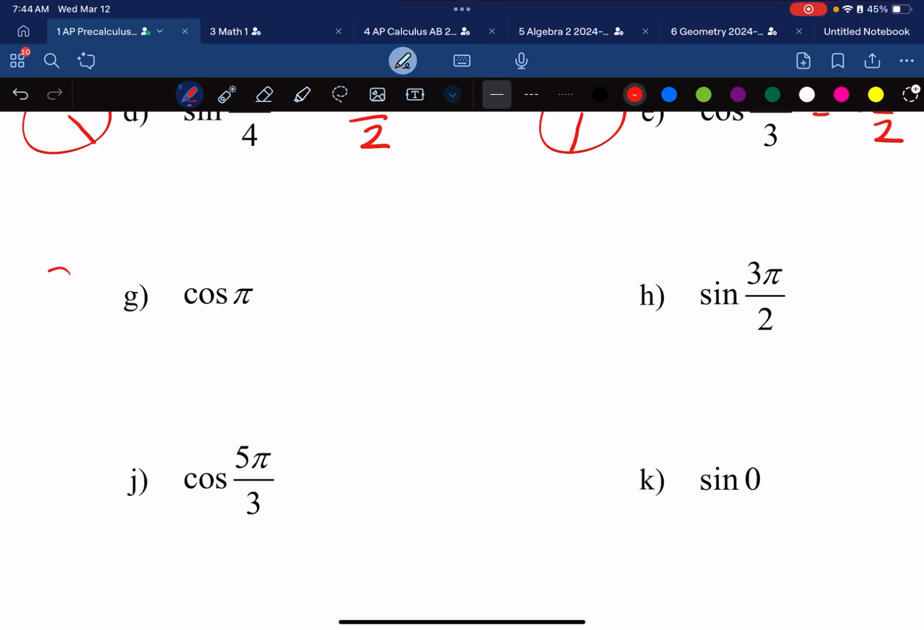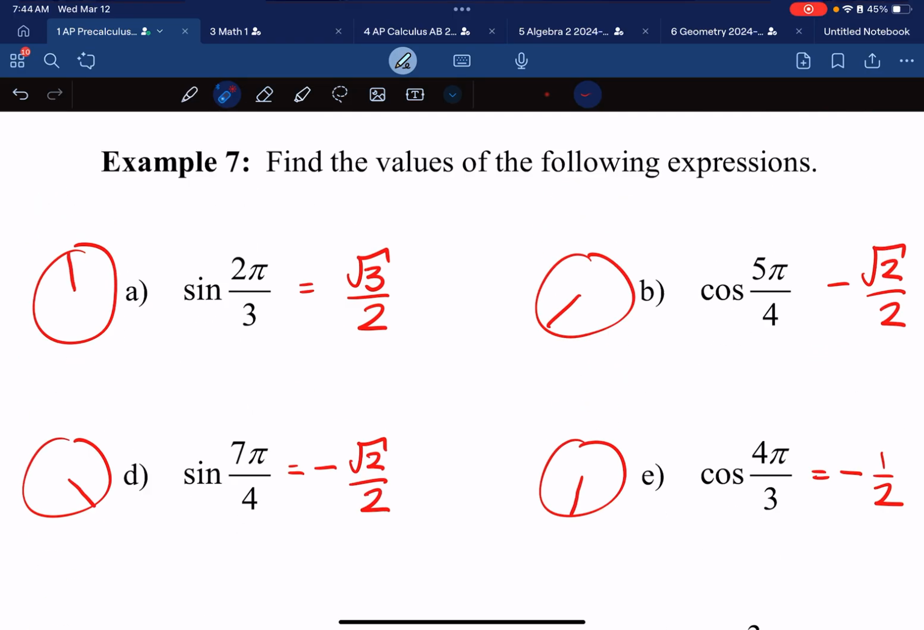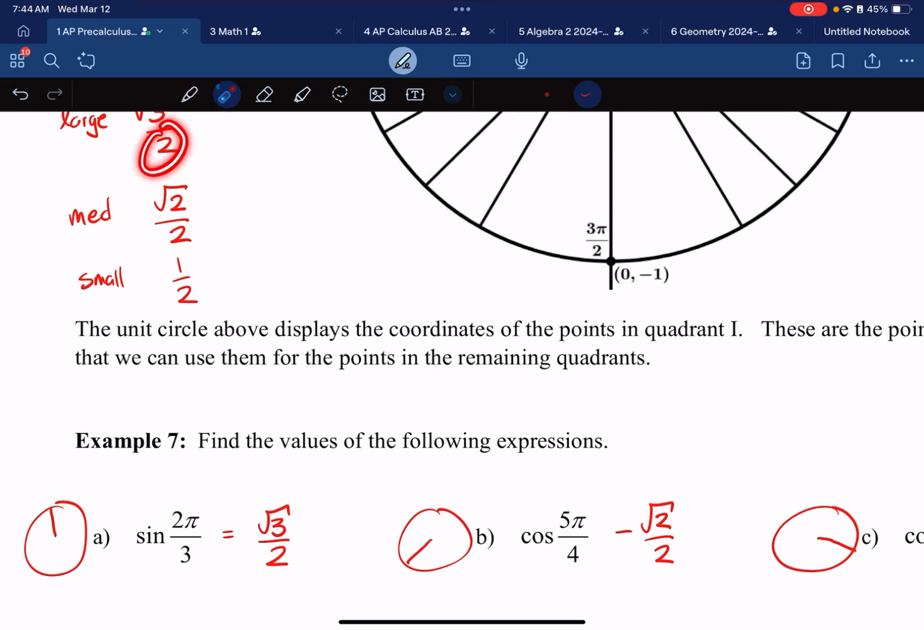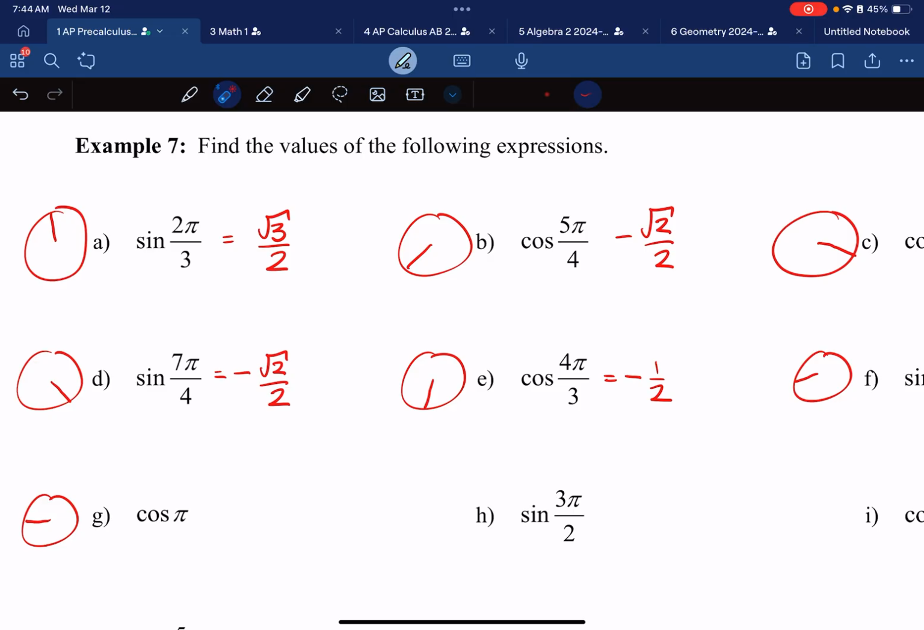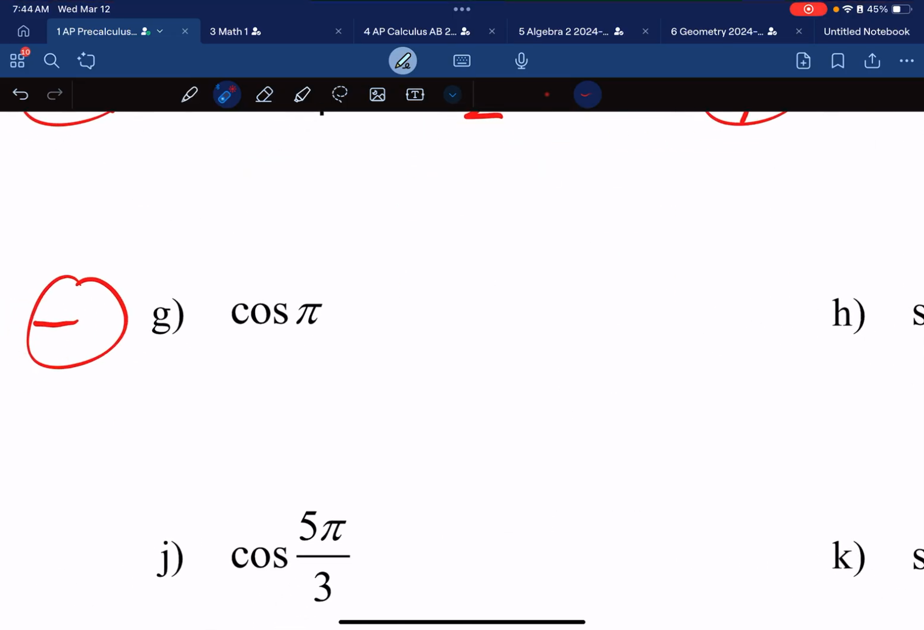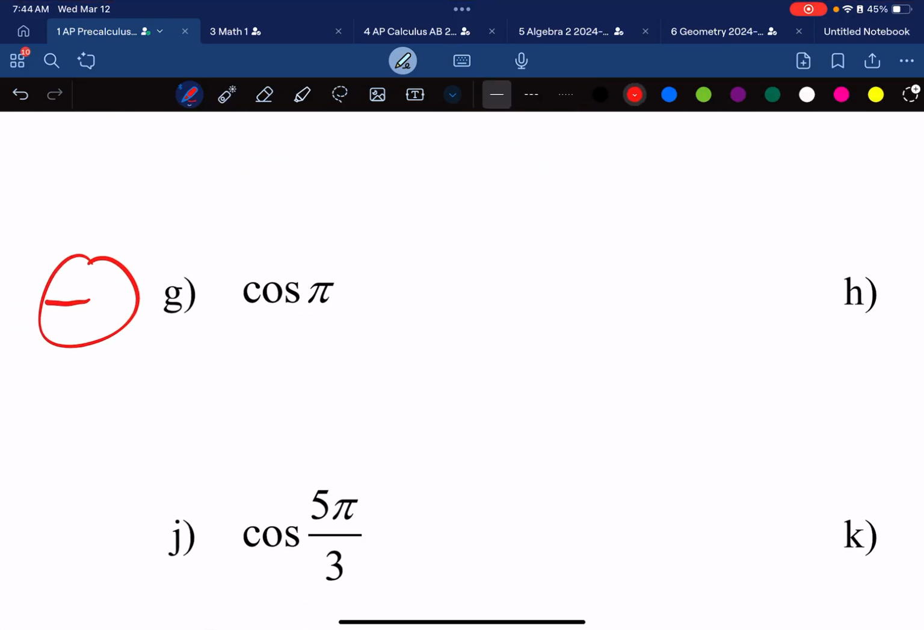G, cosine of pi. You should all point to pi. Pi is straight out to the left. Cosine is talking about the x-coordinate. X-coordinate out far to the left. This is not one of the small, medium, or large values because it's even bigger than that. This is the largest possible value, which is just the radius, 1. And I moved left 1, therefore I'm doing a negative 1.